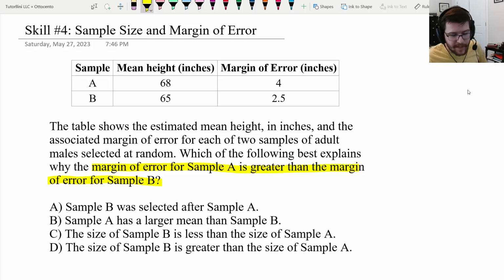So right away, looking at these answer choices, remember the only two things that affect margin of error that we talked about. The big one is sample size, right? And the other one is variability or standard deviation. So anything that doesn't have to do with either of those two things, probably wrong. So there's an answer choice here: sample B was selected after sample A. That has nothing to do with it. And sample A has a larger mean than sample B. Again, that also has nothing to do with it.